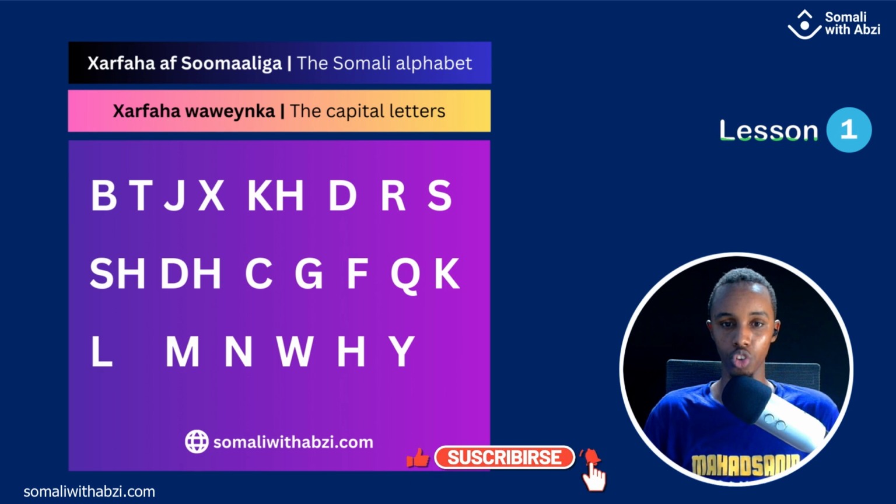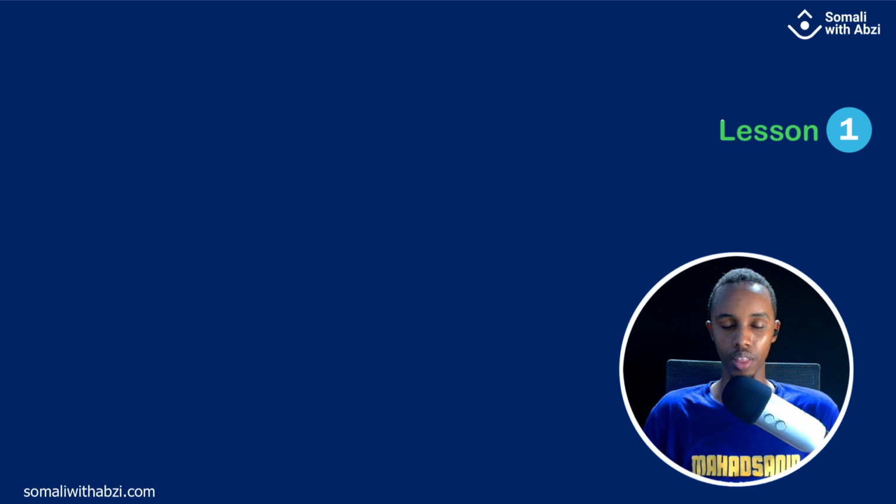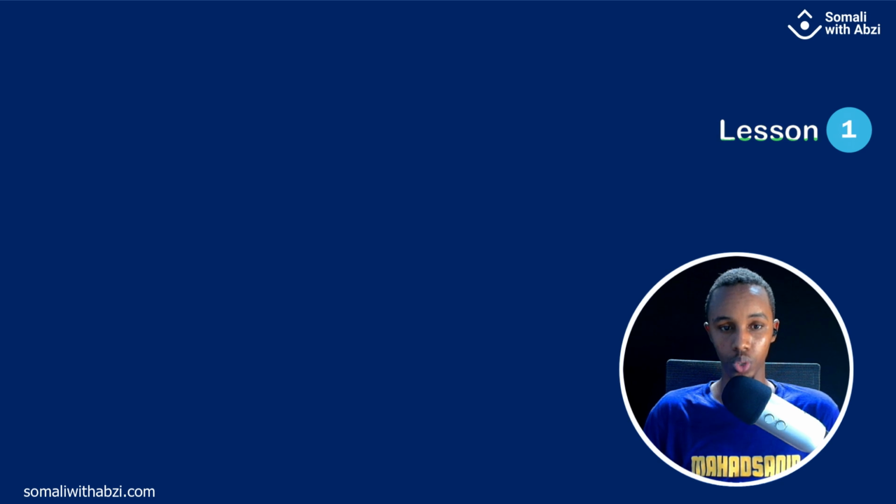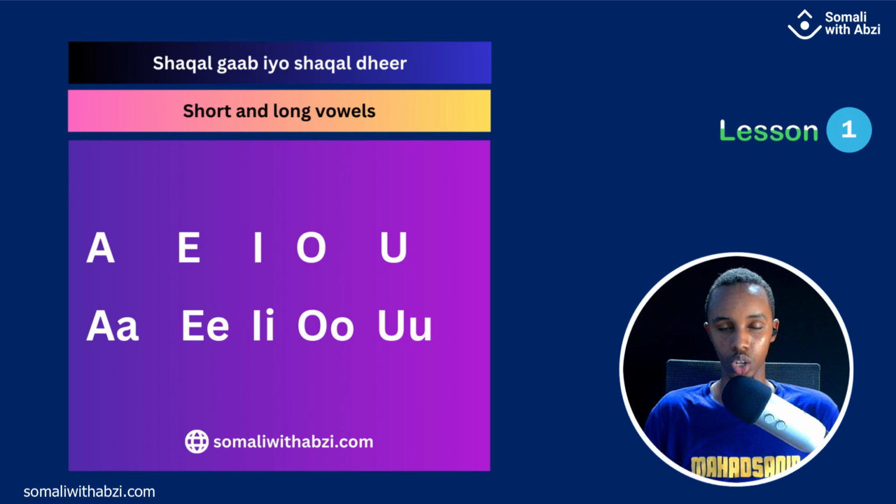Alright, that was the Somali alphabets, xarfaha waaweynka, the capital letters. And the small letters are just the same when you're reading, but writing is different. So if you know the English ABC, then you know this one as well. Now let's go to shaqal gaab iyo shaqal dheer, short and long vowels.